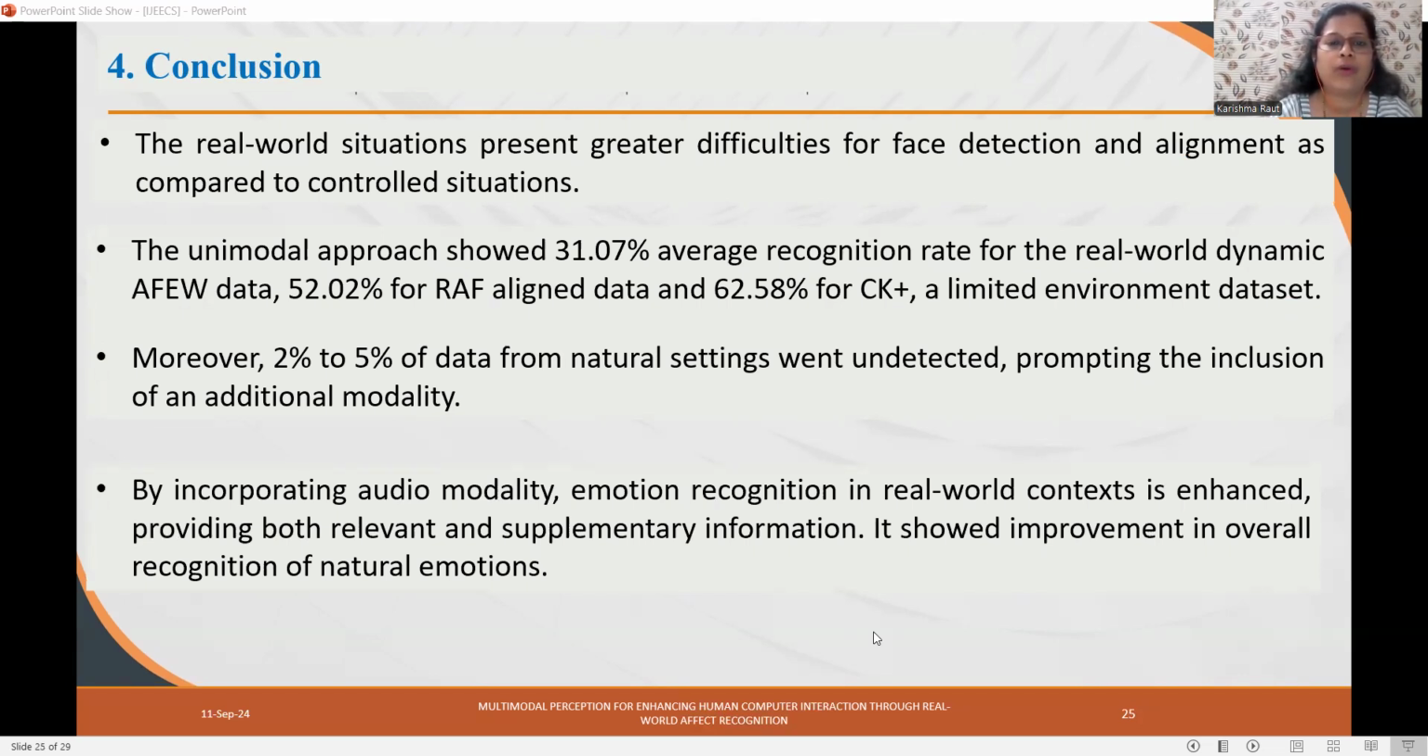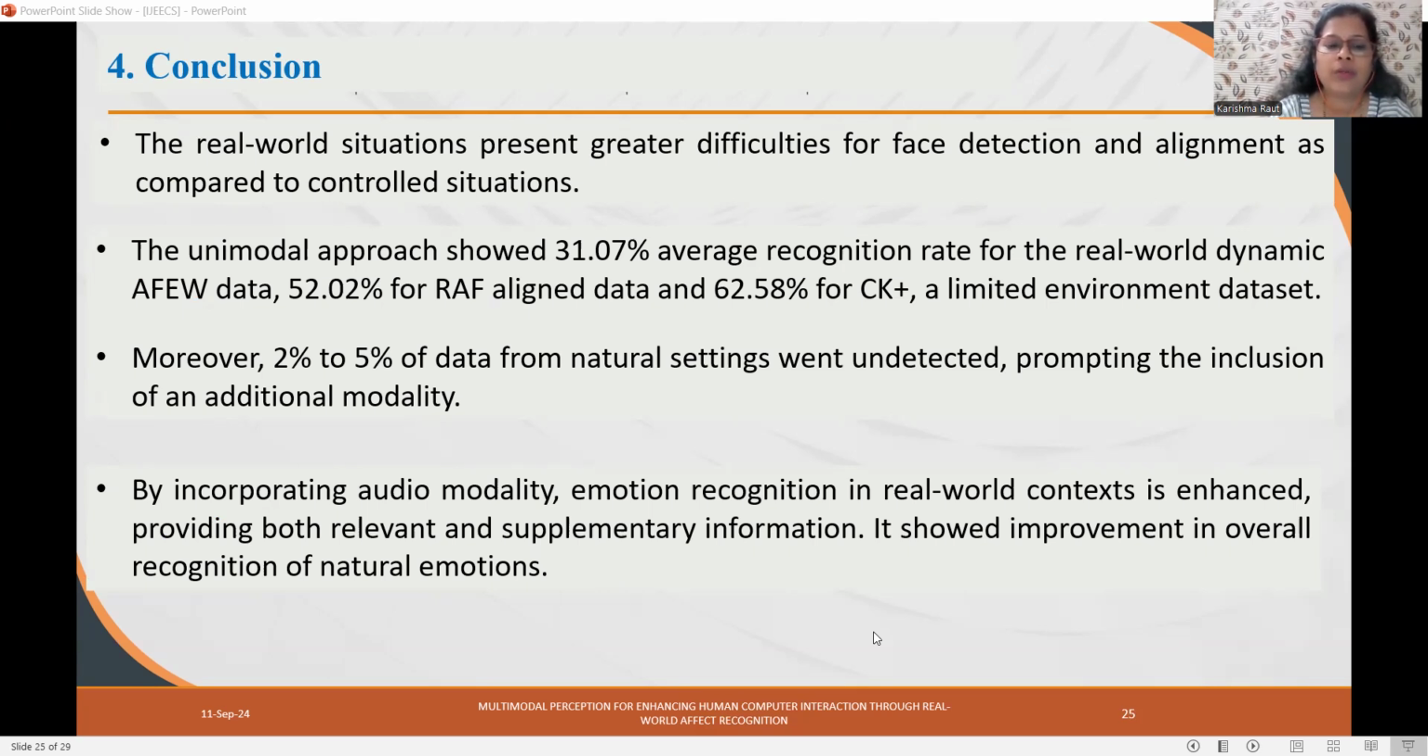So we can conclude from the above discussion that due to occlusions and non-frontal head postures, the original facial expression could appear differently. It has a severe impact on the misclassification of different emotions, specifically anger, fear, surprise, and disgust. The unimodal approach showed a 31.07% average recognition rate for real-world dynamic AFEW data, 52.02% for RAF data, and 62.58% for frontal CK+ data, which is a limited environment dataset. Moreover, 2 to 5% data from natural settings went undetected, prompting the inclusion of an additional modality.